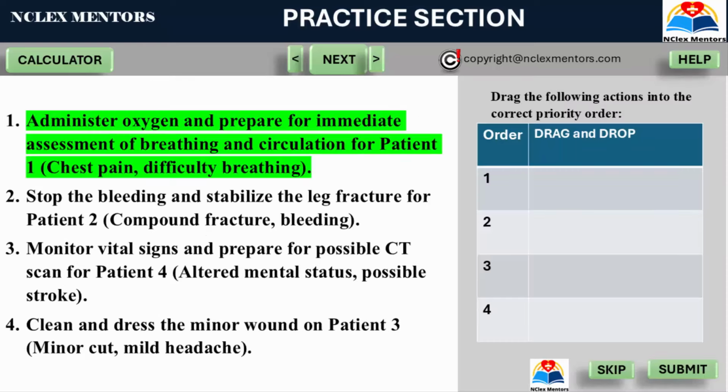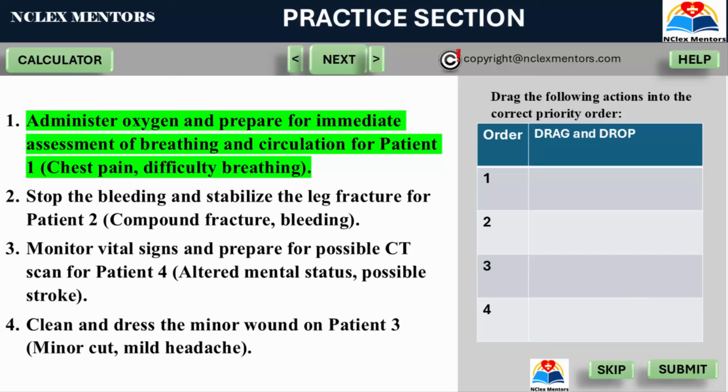First priority, patient 1. Administer oxygen and prepare for immediate assessment of breathing and circulation. This is the highest priority. Patient 1 is presenting with chest pain and difficulty breathing, which are classic symptoms of a potential cardiac event. His condition could deteriorate into a life-threatening situation very quickly. Administering oxygen and assessing circulation, like heart function, should be done immediately to prevent cardiac arrest or respiratory failure.